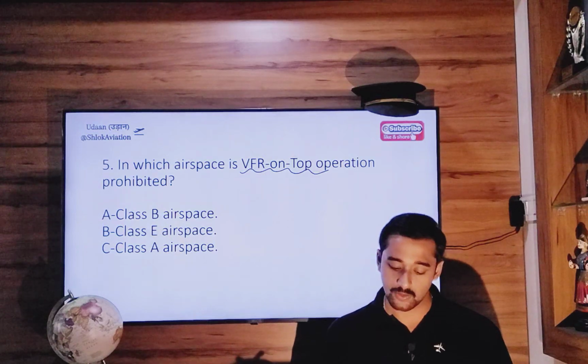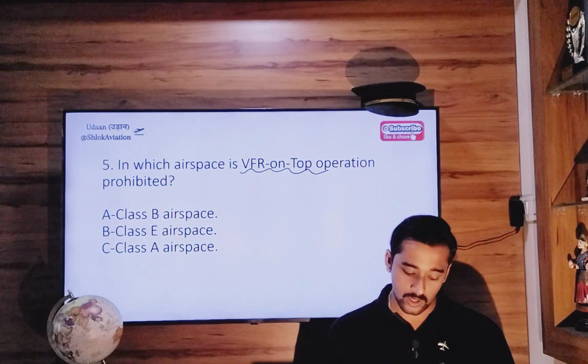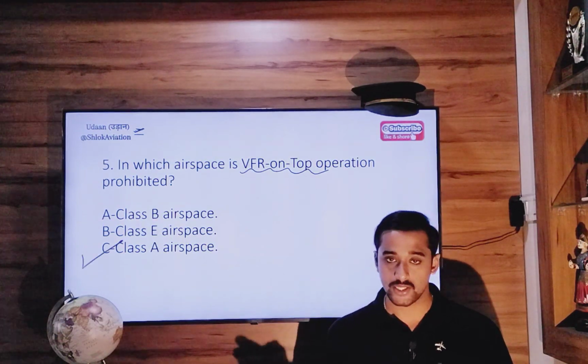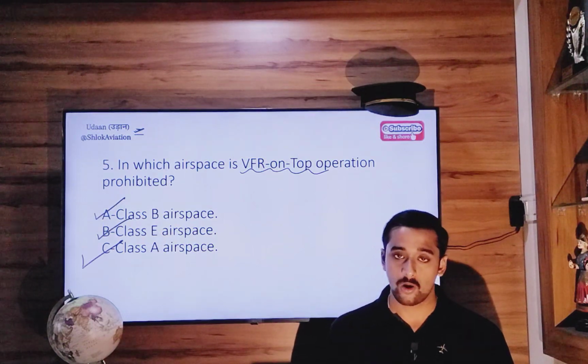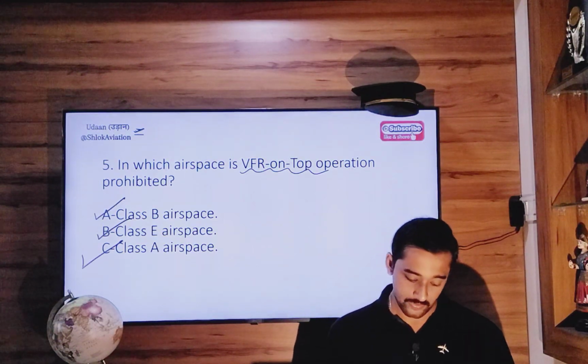Next, in which airspace is VFR on top operation prohibited? It is Class Alpha airspace. Class B is allowed. Class E, if you want to fly off route, off the airway route, that is also okay.